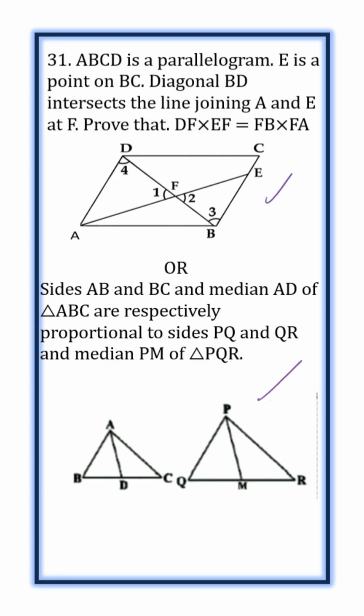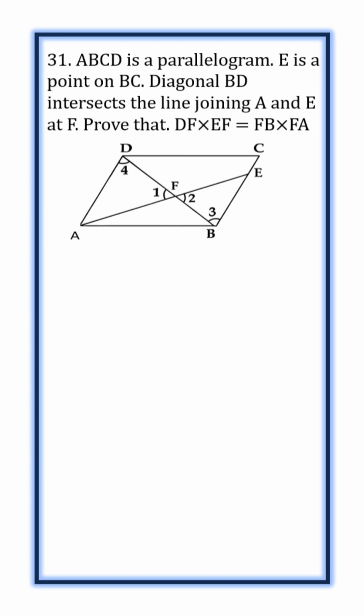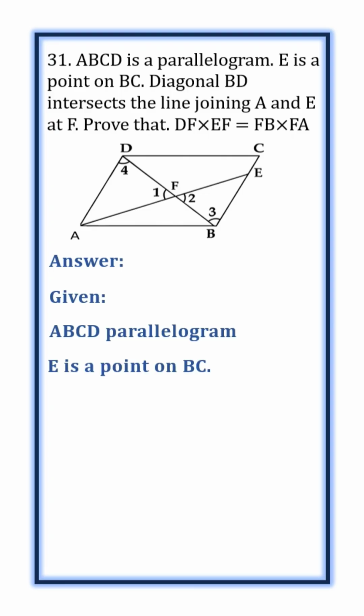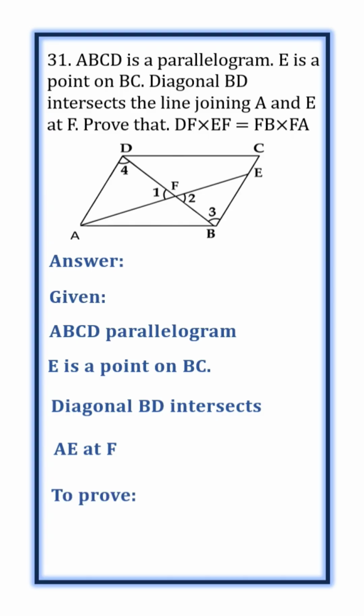Now let us look at what has been given here. ABCD is a parallelogram. E is a point on BC. Observe the point there in the figure. Diagonal BD intersects AE at F. What is to prove? DF into EF is equal to FB into FA.